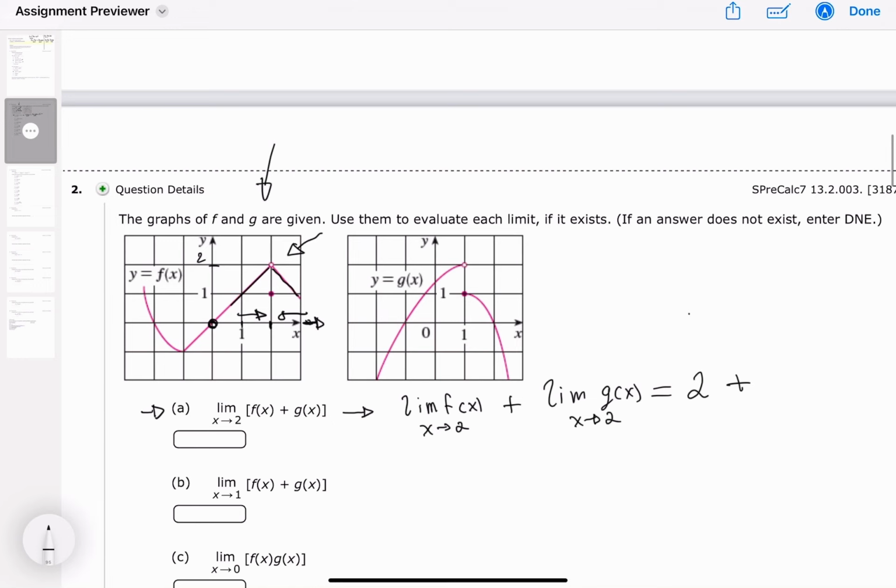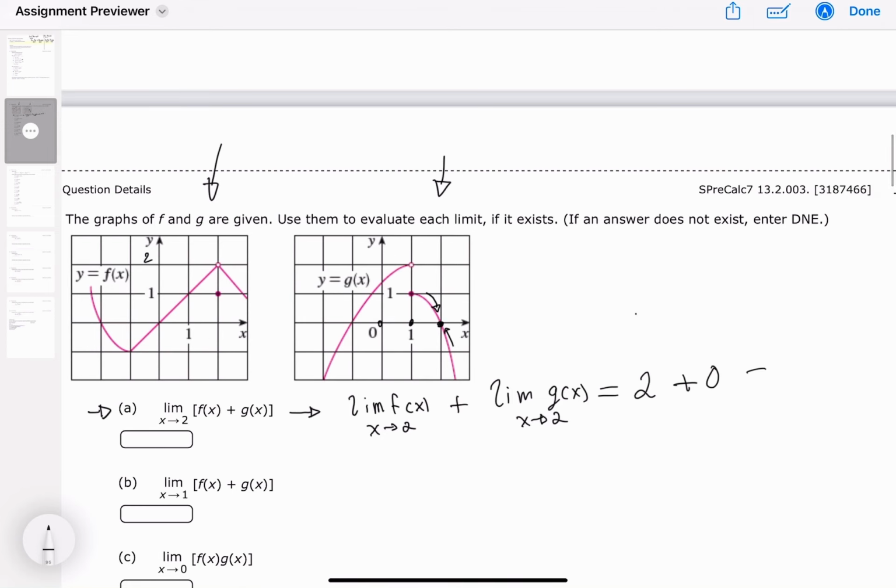Now, I am asked, what is the limit when my second function, g of x, as I approach the number 2 again? So here's 0, here's 1, and here's 2. From the left I go here, from the right I go here. They are the same, so the limit exists. And what is this number in y? In y the coordinate is 0. Okay, so what is 2 plus 0? That is 2. Okay, easy one.